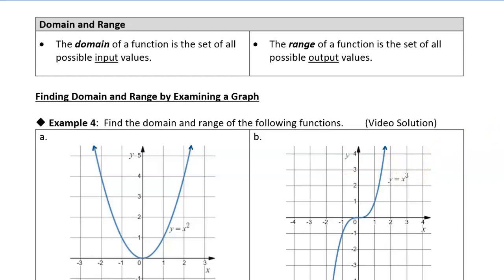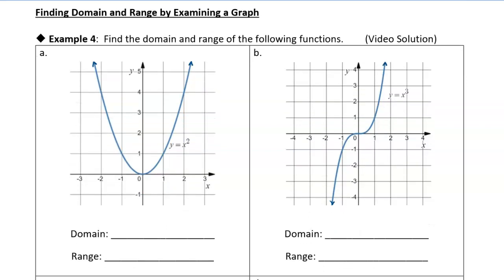All right, so let's take a look at this next example here, example 4. We're asked to find the domain and range for the functions. The first function is just y equals x squared, and it's graphed here. And when you have a graph, it's pretty easy to find the domain and range for the most part, right? So now that we know this is y equals x squared, when we're asked to find the domain, we're just looking for all the possible input values.